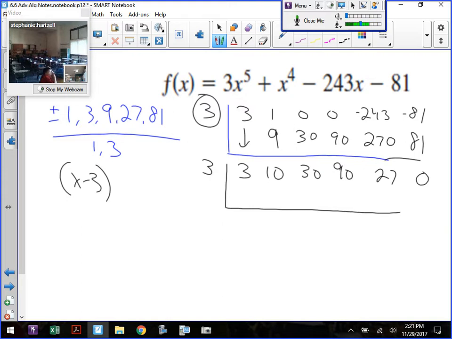Remember, if 3 has multiplicity, it would change direction on the axis. Remember that? It could be x minus 3, x minus 3. It could be squared. So whenever you find a 0, especially with higher degree polynomials, as soon as you find one being a 0, recheck that one to see if, in fact, it has multiplicity.